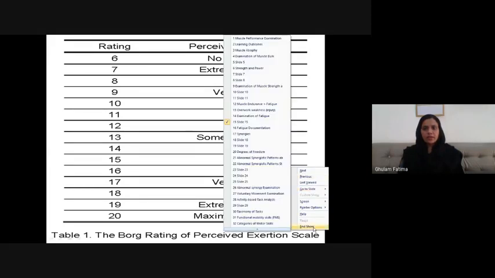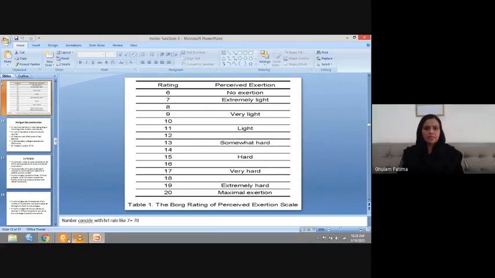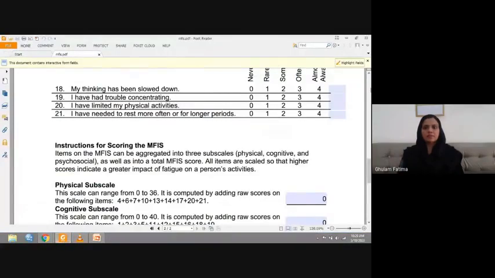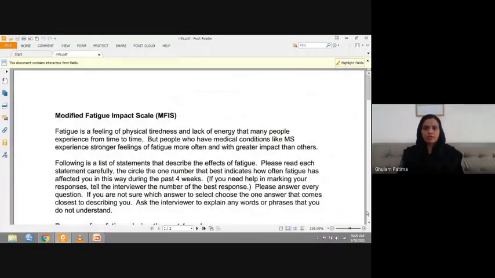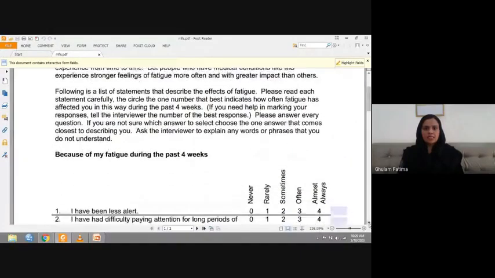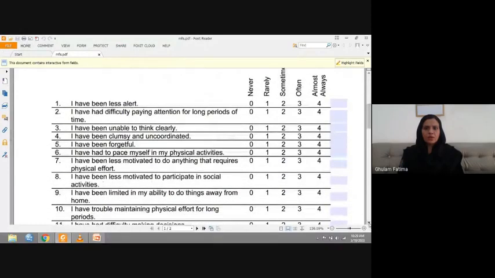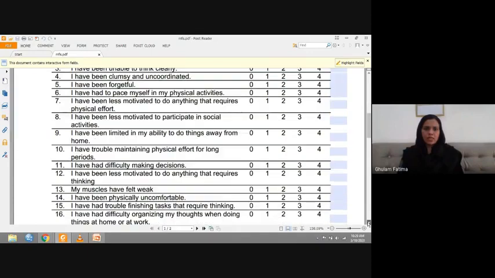The modified fatigue impact scale is basically an outcome measurement tool that can be used to record the fatigue of the patient in the last 4 weeks. It is based on a Likert scale 0, 1, 2, 3, 4. The patient has to rate from never, rarely, sometimes, often, to almost always. It has questions like: I have been less alert, I had difficulty paying attention for long periods of time, I have been unable to think clearly, I have been clumsy and uncoordinated, and so on.